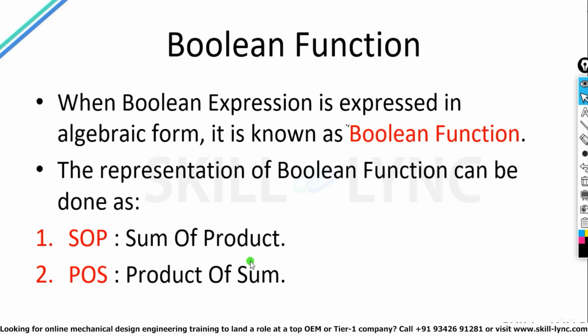And Boolean functions can be solved. We can minimize the Boolean function using theorems also. But in this video, I will tell you how to minimize the Boolean function using Karnaugh Map. And Boolean functions can be represented as SOP as well as POS. If I say SOP, what is it? It is sum of product, and POS is product of sum.